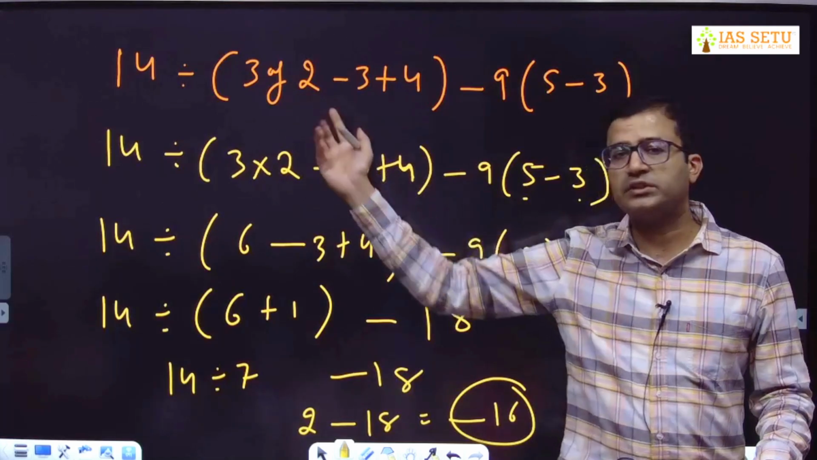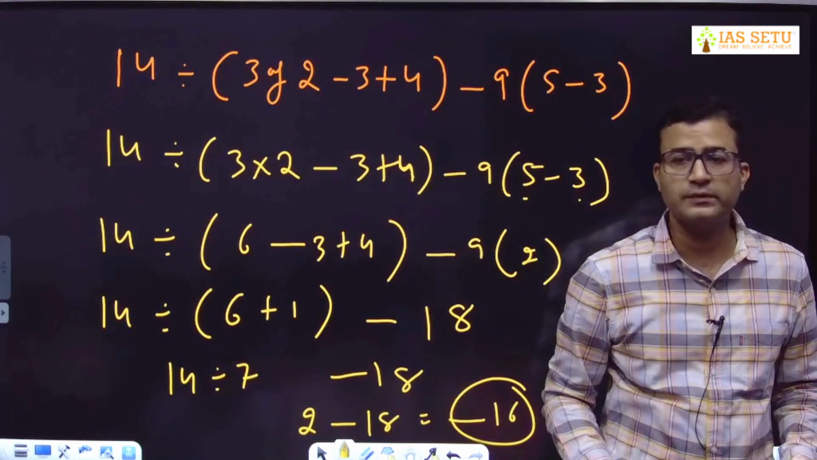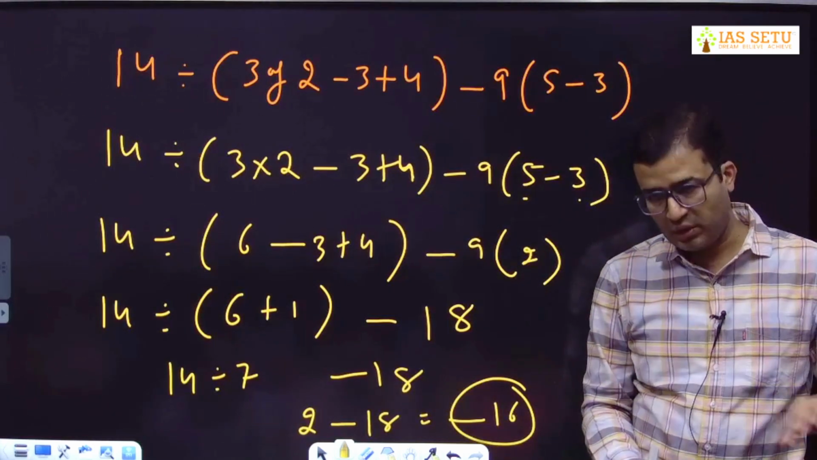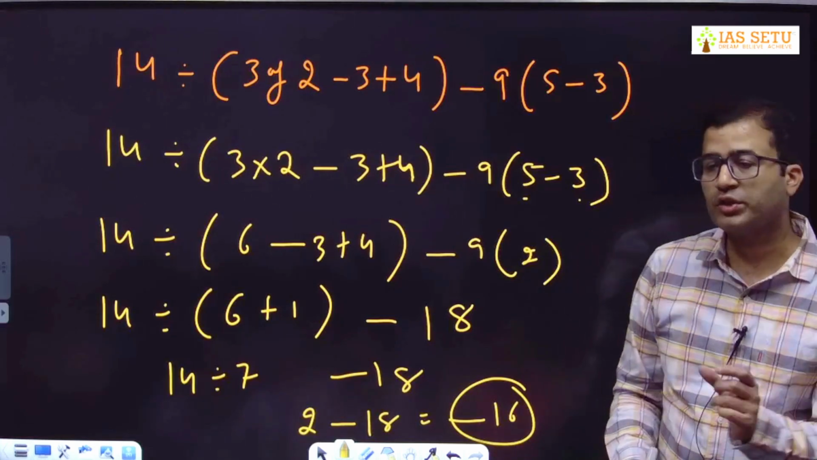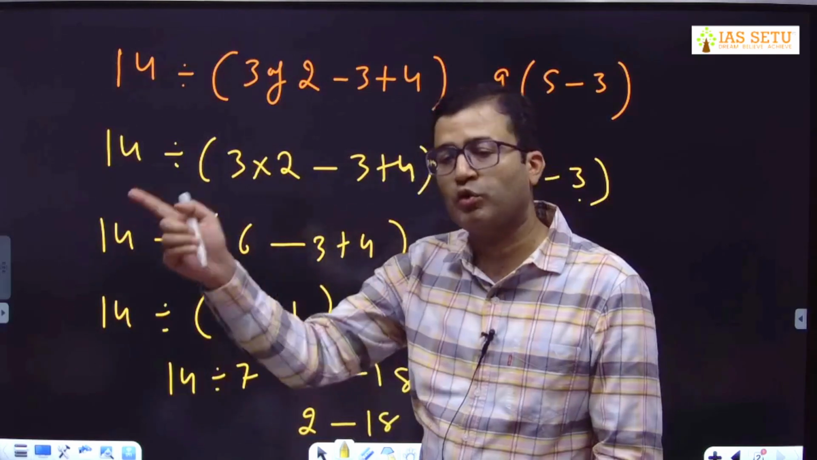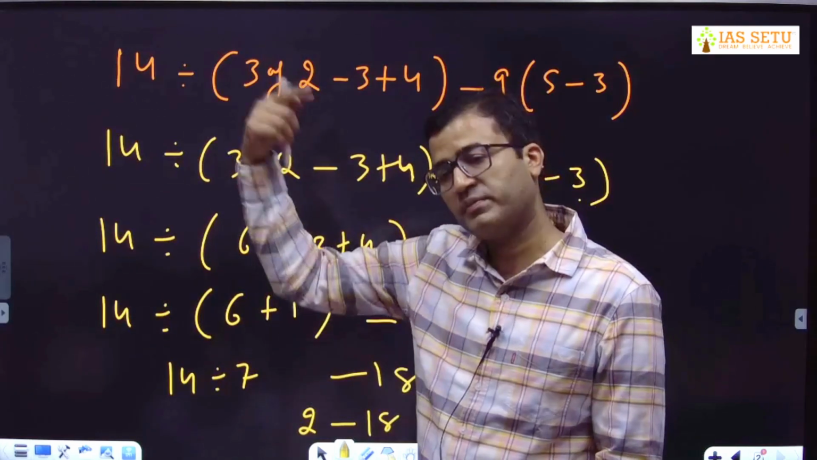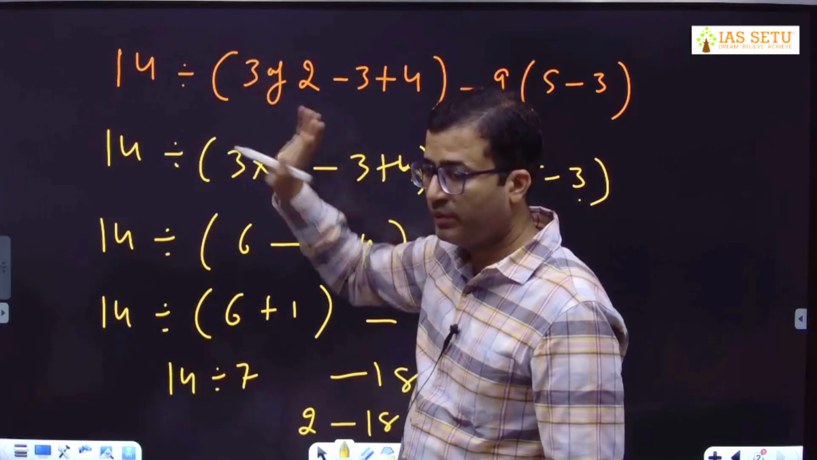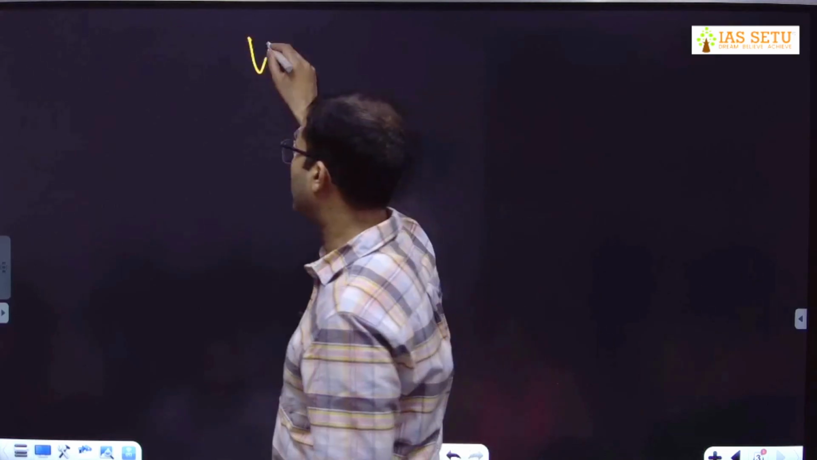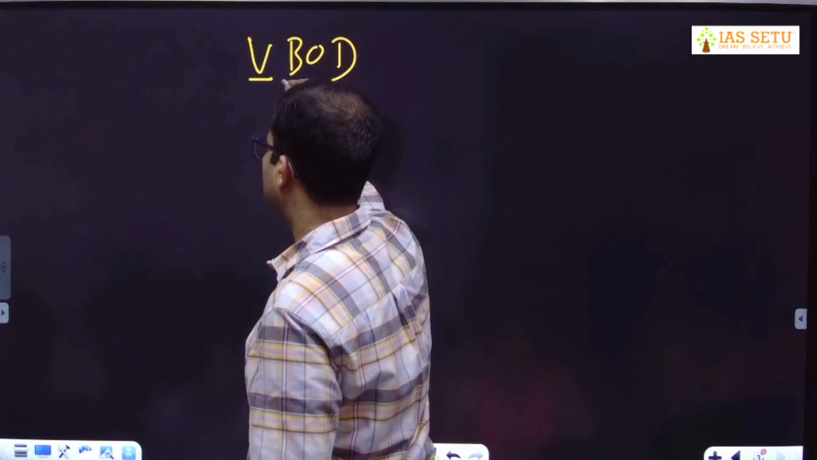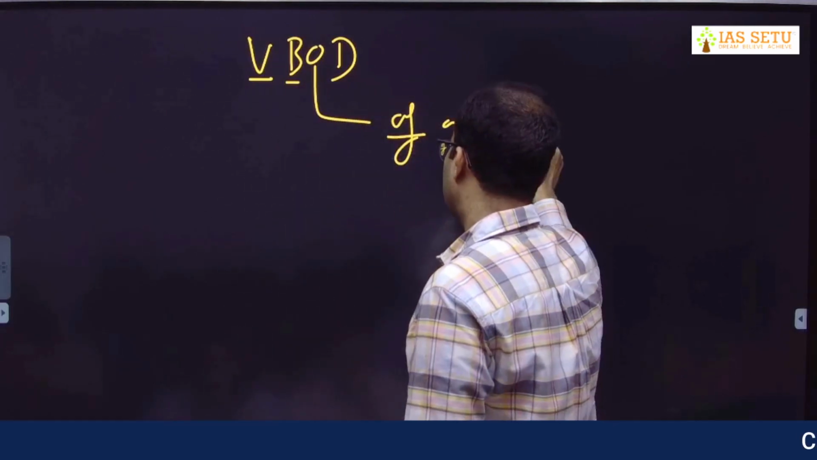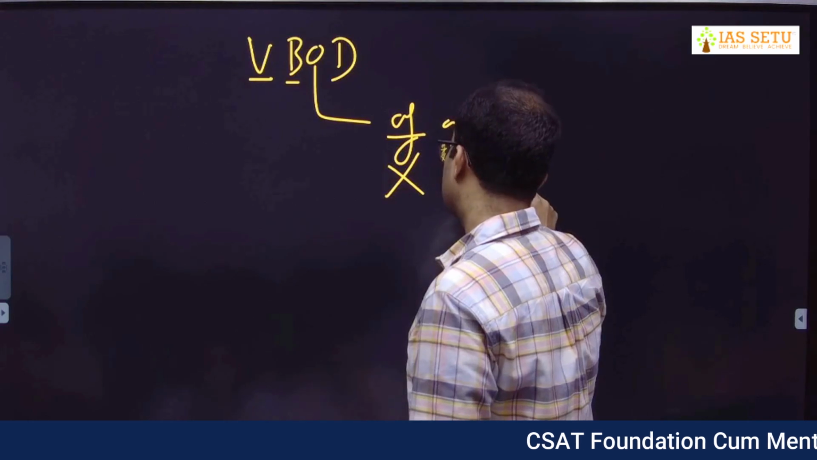So in this type of calculation, of means multiplication, order means power. So what does this mean? Wherever there is the word of, there are two things: of and order. Of means multiplication, order means power. 3 of 2 means 3 to the power 2. Of means multiplication, order means power. I told you the rule, BODMAS: B means bracket, O means of. On O we use two things, either of or order. Of means multiplication, order means power.